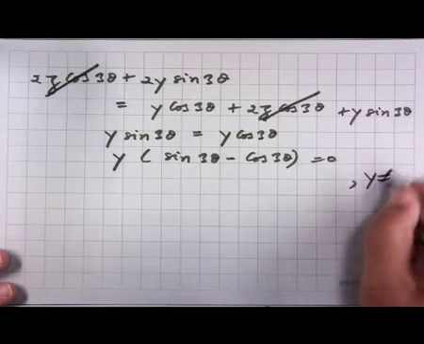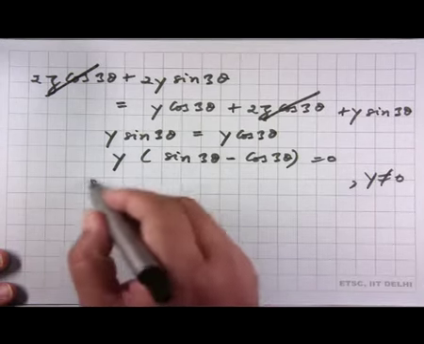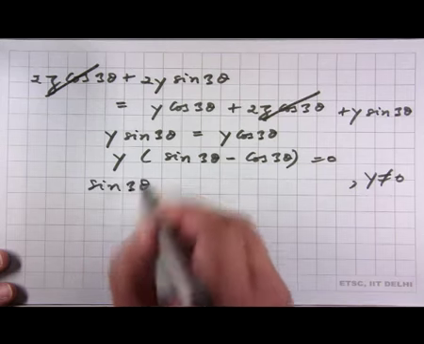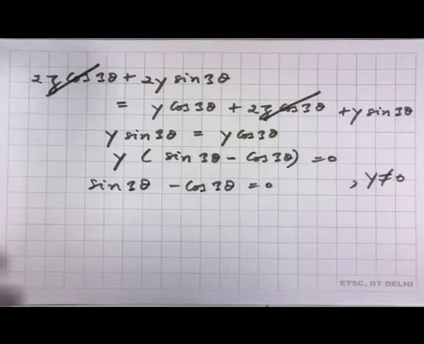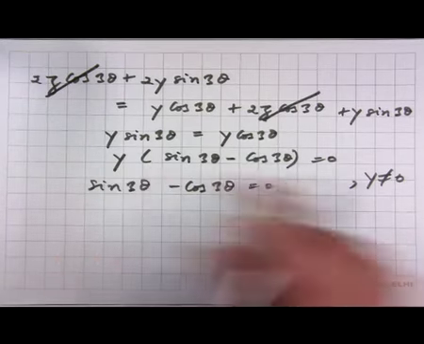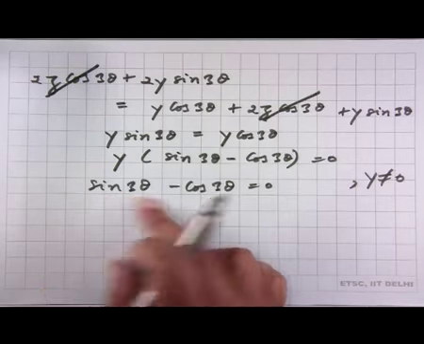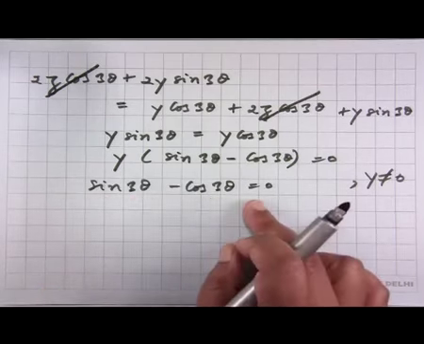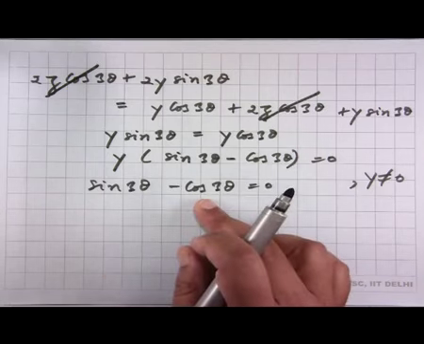So, since y cannot be equal to 0, from this statement it follows that sine 3 theta minus cos 3 theta has to be equal to 0. So, that has to be satisfied. Since y is not equal to 0, from this equation it follows that sine 3 theta minus cos 3 theta should be equal to 0, or essentially that sine 3 theta should be equal to cos 3 theta.